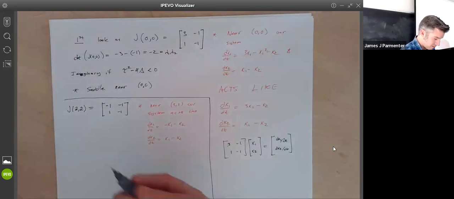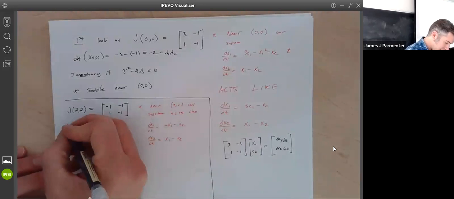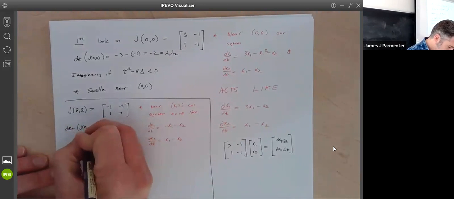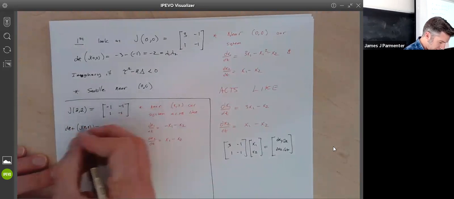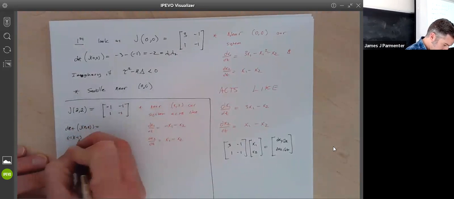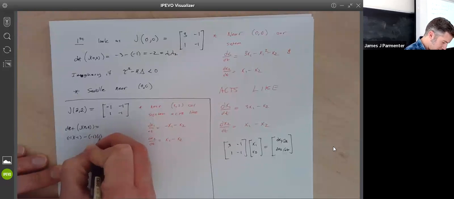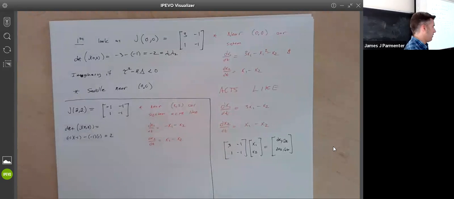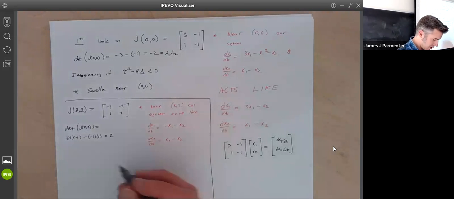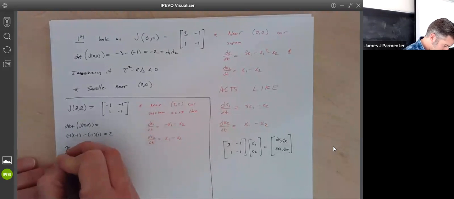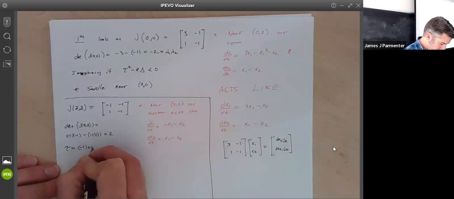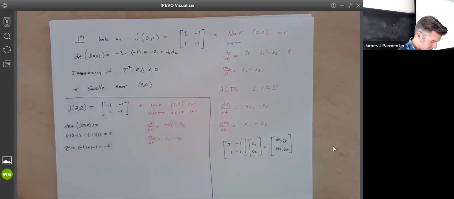We can also analyze what's happening here. Let's look at the determinant. The determinant of J of 2, 2 is -1 times -1 minus -1 times 1, which is 1 plus 1, which is 2. So the determinant's positive. That really means anything except a saddle can happen. And then let's look at our trace. Our trace is -1 plus -1, which is -2.